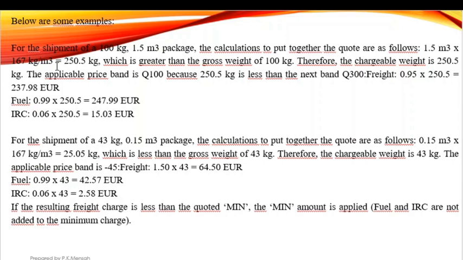Now 250.5 is greater than what? 100 kilos, per the lesson that we had. Therefore, the chargeable weight of 250.5 will be what? The price band is 100, because 250.5 kilos is less than the next band of 300. So the freight is 0.95 times 250.5. That will give us 237.98.